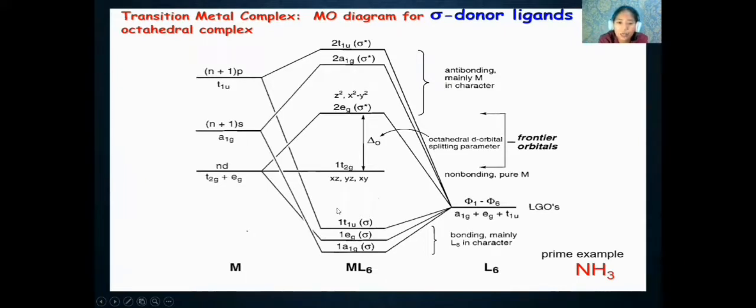Okay, so the ones in this lower energy are the bonding orbitals. So they are mainly ligand in character because these electrons are shared or donated or came from the ligands. And then this t2g, these are non-bonding, so they are pure metallic because they do not have symmetry with the ligand.